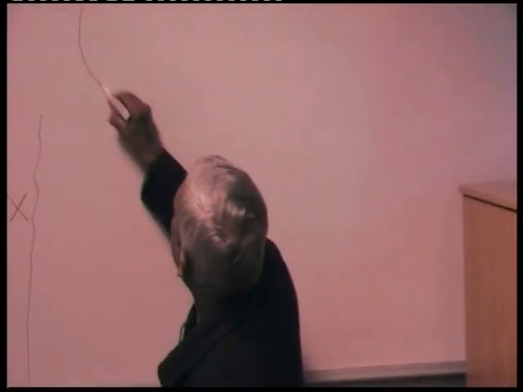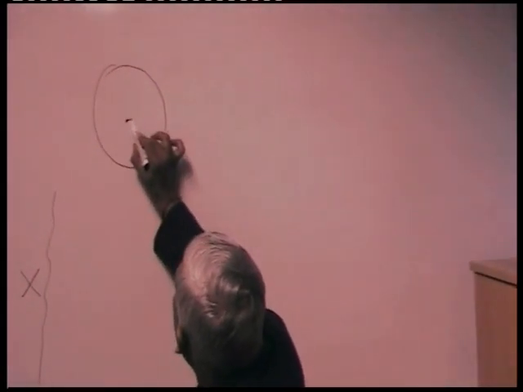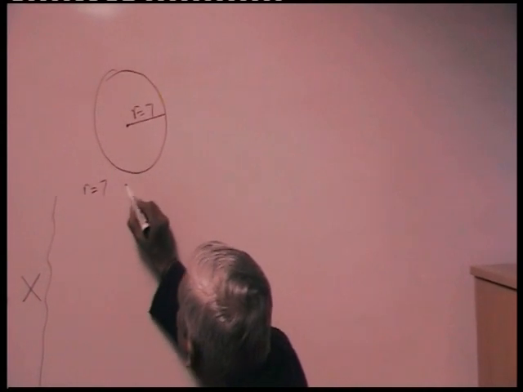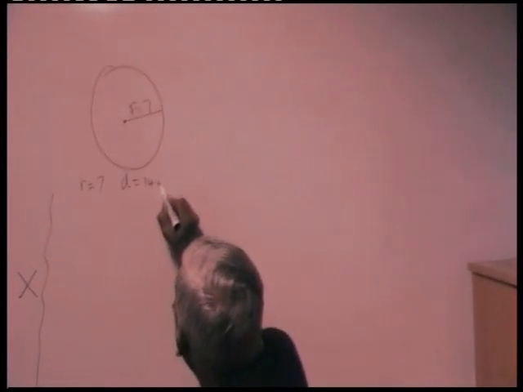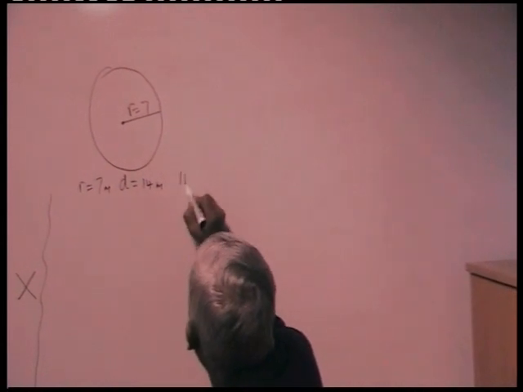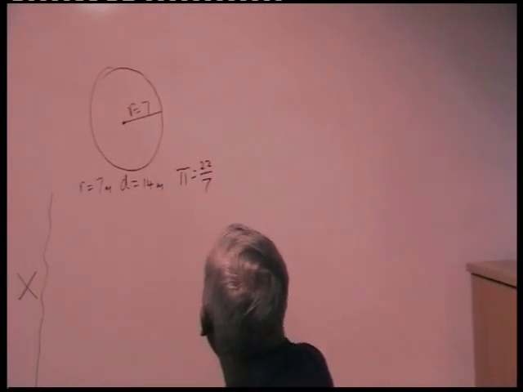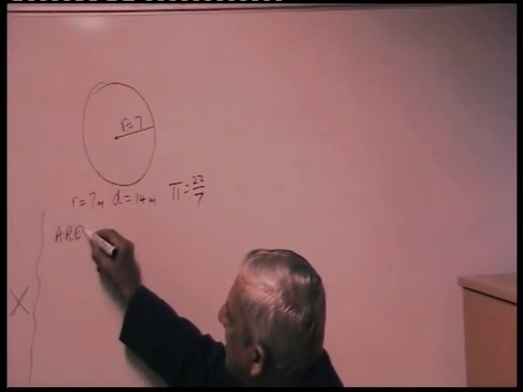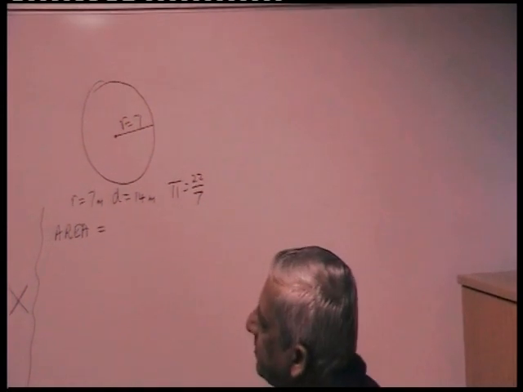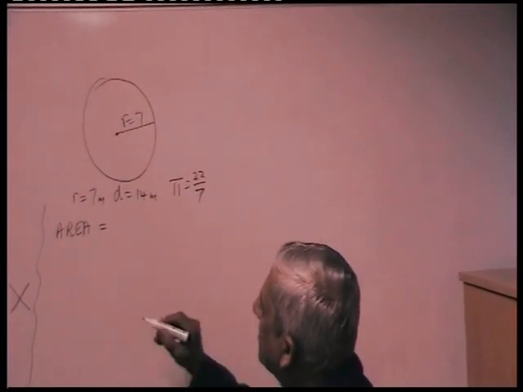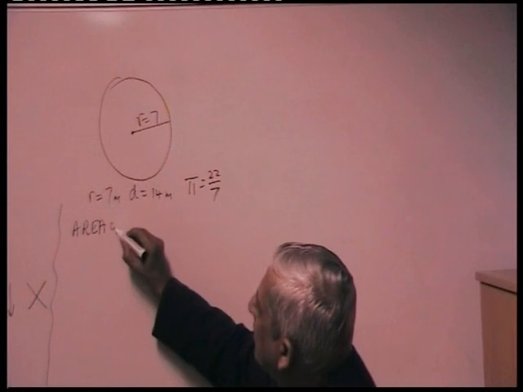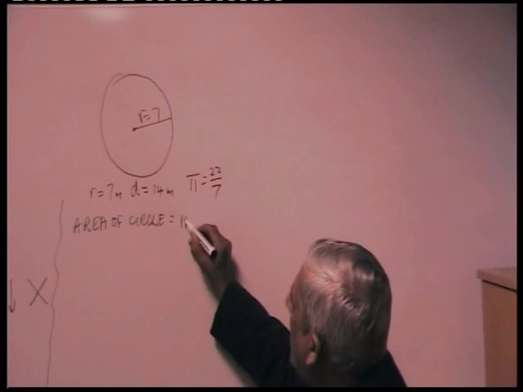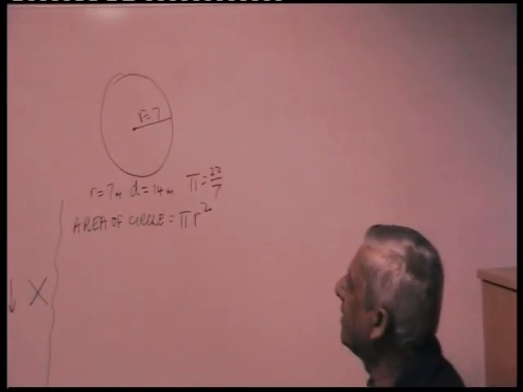Right, so we're dealing with the circle here. I'm redrawing the circle and the radius is 7. The diameter is equal to 14. And we know that pi is 22 over 7. Now we want to find the area. The area of a circle, I'm going to write it in full: area of circle is equal to pi r squared.